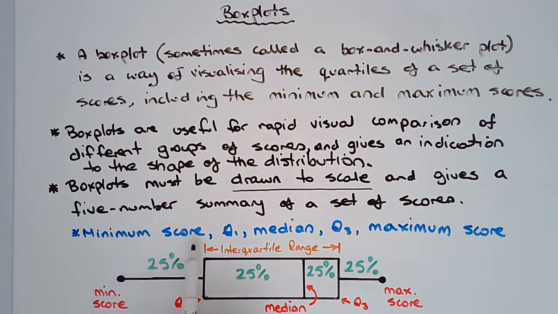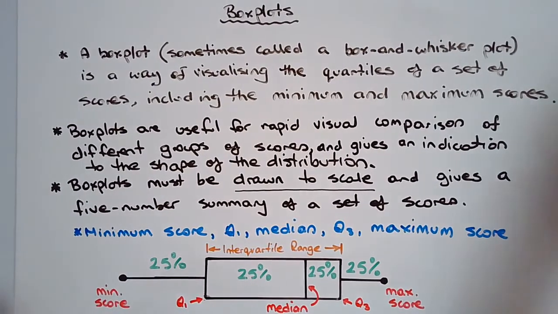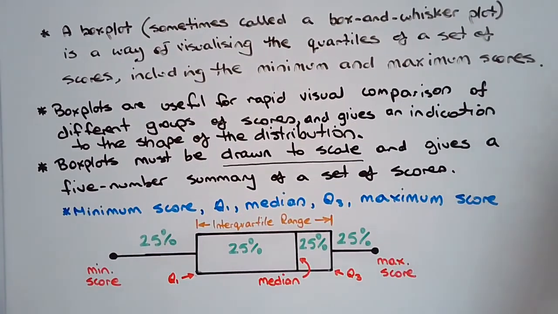We need the minimum score, so that's just the lowest one. Q1, you know what that one is, right? That's the lower quartile. The median, or Q2, which is the second quartile. Then you have Q3, which is the upper quartile. And then you have the maximum score. So this is what a typical box and whisker plot would look like. I'll just move the board up a little bit so hopefully you can see that better.